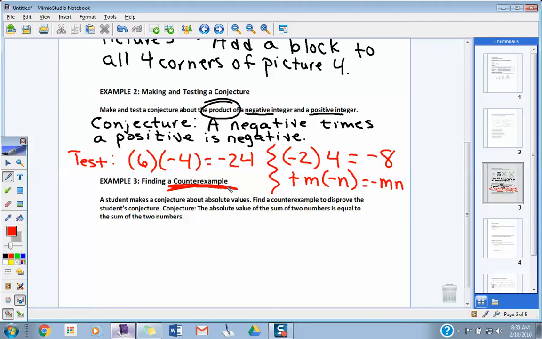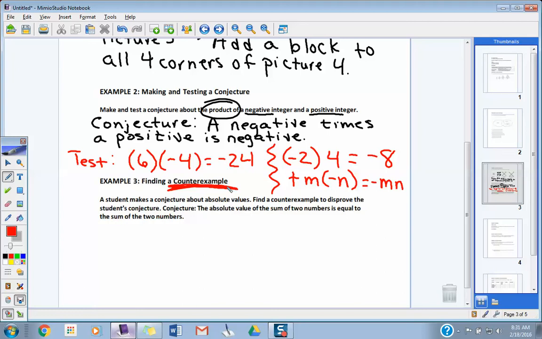All right. Hey, a student makes a conjecture about absolute values. We need to come up with a counterexample. Here's the deal. You might say, today is Wednesday. And I might come back with a counterexample and say, no, it's Thursday. And I can get a calendar out and show you that it's Thursday, right? That'd be a way of proving you wrong. A counterexample is something that we use to disprove statements.